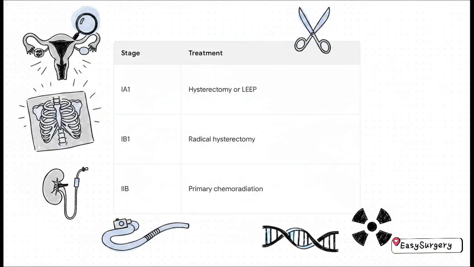Think a LEEP, cone biopsy, or radical hysterectomy. However, locally advanced cases, meaning stage 2B and beyond, are treated strictly with primary chemoradiation, specifically using sensitizing cisplatin.